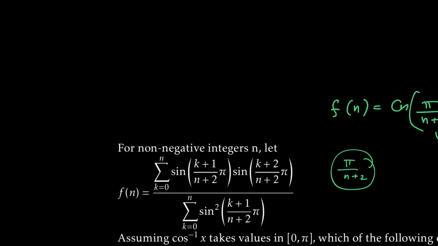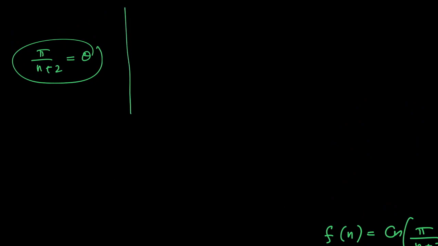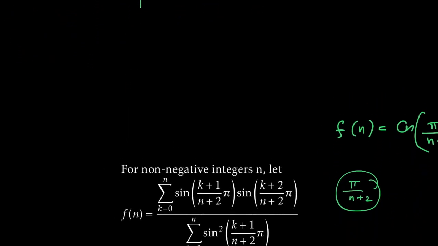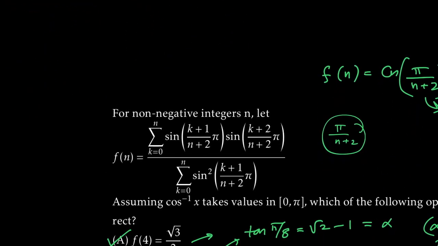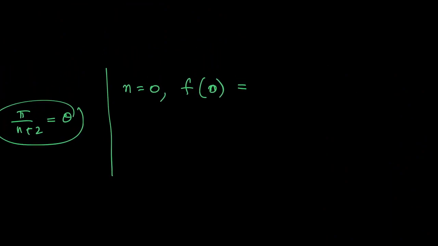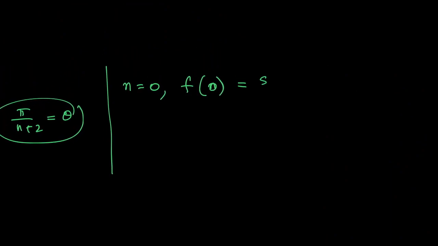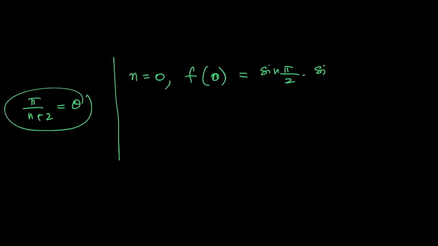Now what you do is you try to put n is equal to 0 and try to evaluate what f of n is. So when you put n is equal to 0, your f of 0 is going to be, you just have one term on the numerator and one term on the denominator, and that will be sine pi by 2 divided by sine pi by 2 into sine of pi divided by sine square pi by 2, which is 0.